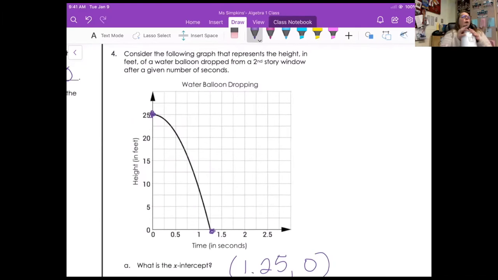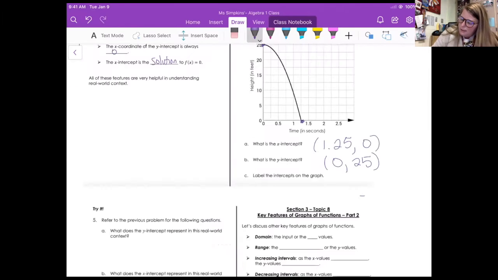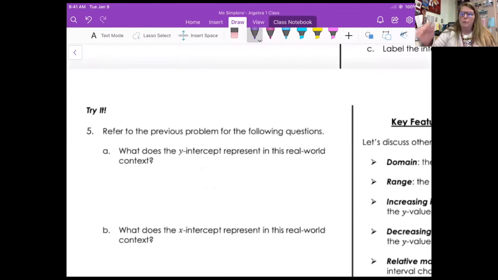So the first question says, what does the y-intercept mean? I don't care that it's 0, 25. For this situation, what is that talking about? What's happening at the y-intercept? The height of what? The height from where you threw the water balloon. Correct. So the y-intercept is the height where I threw the water balloon from.